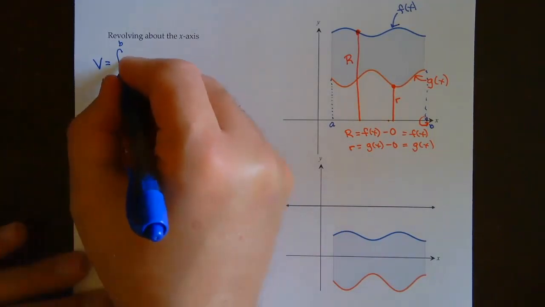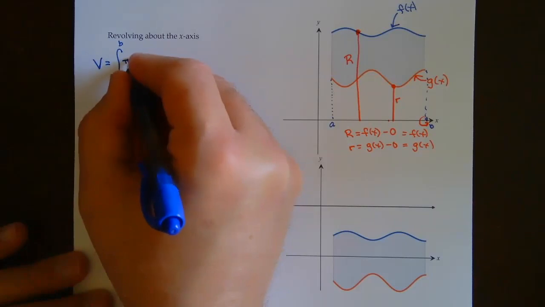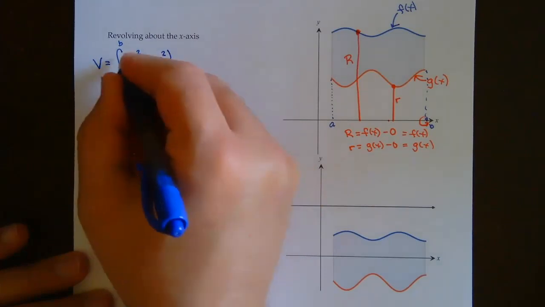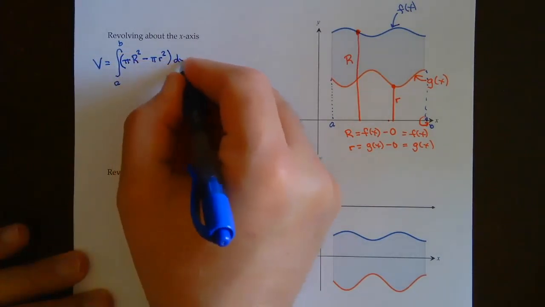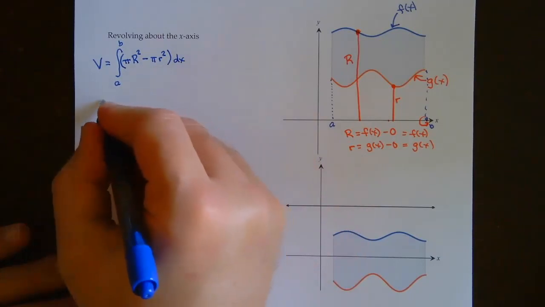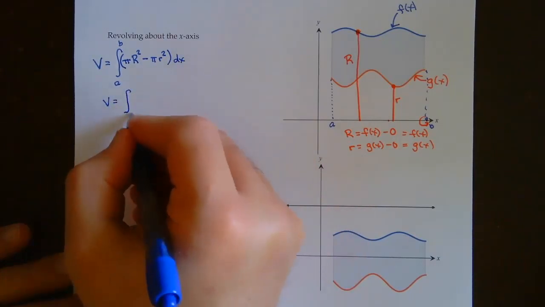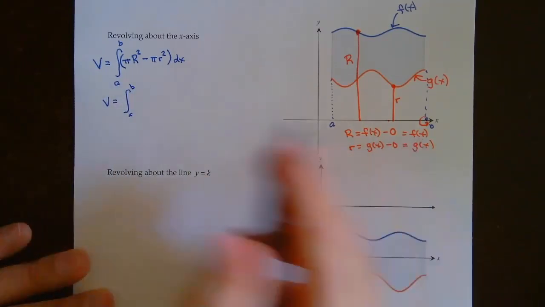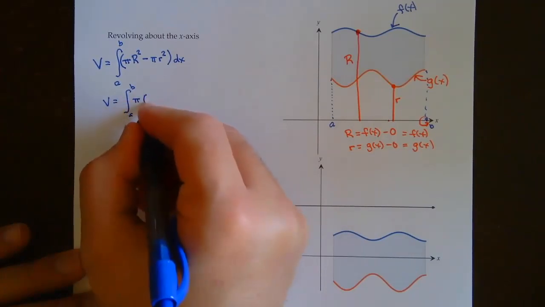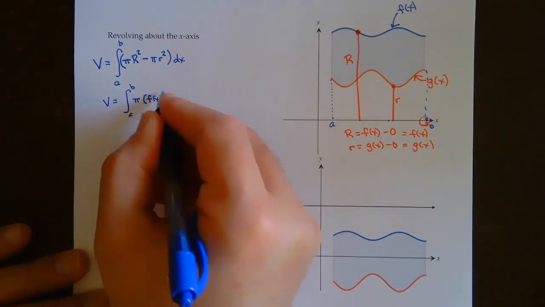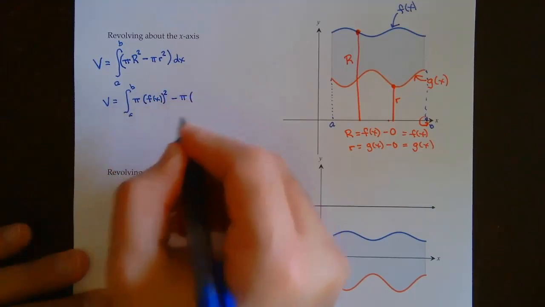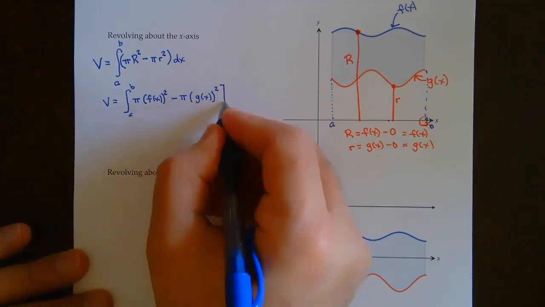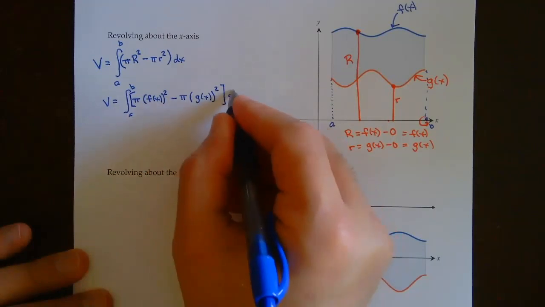Okay, so it's going to be pi big R squared minus pi little r squared, and I'm going to put parentheses around that, and dx. Okay, so then the volume, V, is equal to the integral from A to B, and then we're just going to replace, right? What is big R? Big R is f of x. So it's going to be pi times f of x squared minus pi times g of x, because that's my little r, right? Squared, and I'm going to put a bracket around this, and then dx.